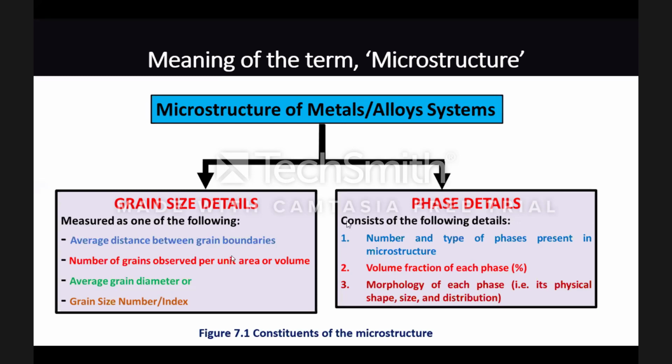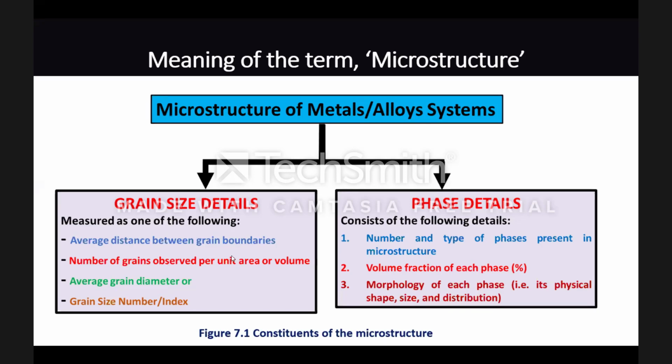So each of these things, students, that are being shown on this slide make up the microstructure of a material system. And by some processing, if you change any one or more of these things, the microstructure would change, and as such the mechanical properties of a metallic system would change.